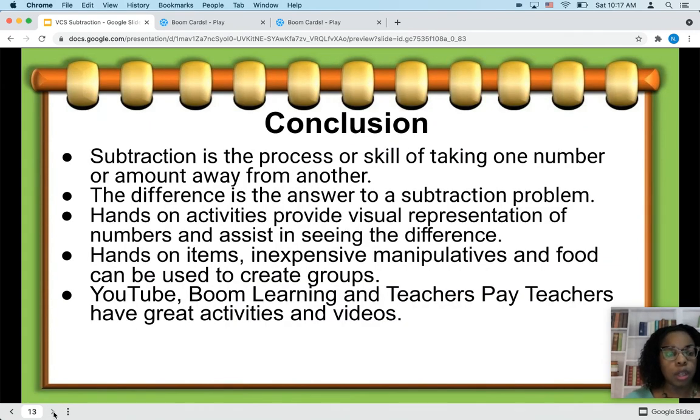In conclusion, subtraction is a process or skill of taking one number or amount away from another. The difference is the answer to a subtraction problem. Hands-on activities provide visual representation of numbers and assist in seeing the difference. Hands-on items, inexpensive manipulatives, and food can be used to create groups and take away. YouTube, Boom Learning, and Teachers Pay Teachers have great activities and resources.